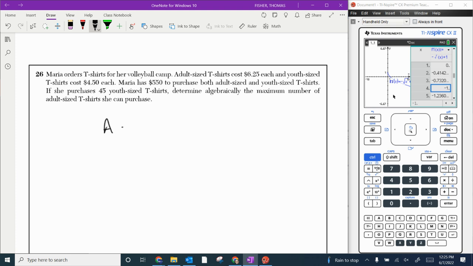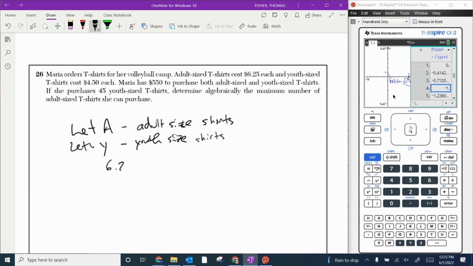So I'm going to use A for the adult size. Say let A be the adult size t-shirts. And then, let's see, what's that one? Youth. So let Y be the youth size shirts. And it says here the adult ones are $6.25 plus the youth ones are $4.50. And she has a total of $550 to purchase both. So that money has to be less than or equal to $550.